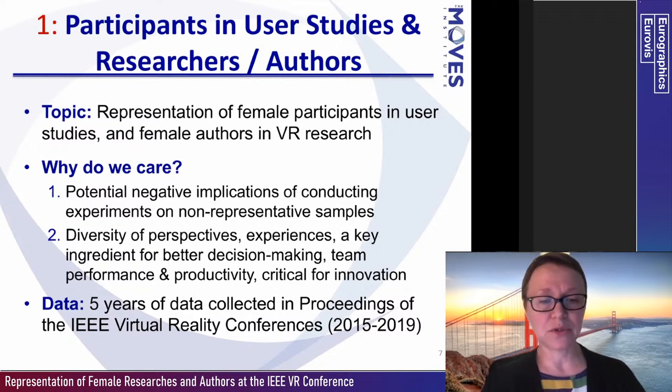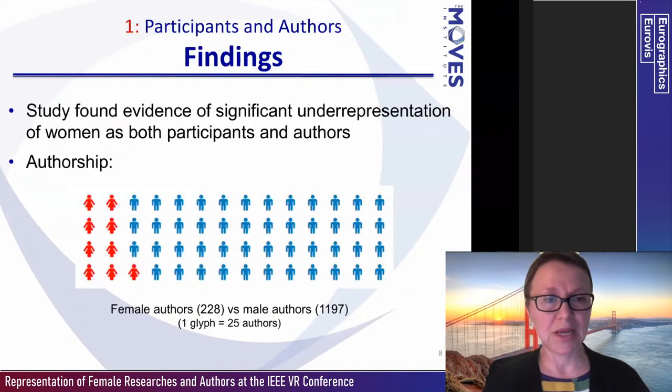So what they did in that paper, they analyzed data from the last 5 years collected in proceedings of the IEEE VR conference, so 2015 to 2019. And their findings suggest that there is evidence of significant underrepresentation of women as both participants and authors. You see a visual illustration of information they collected on authorship. So female authors appear in 220 papers, and male authors in 1,197. So quite a big difference.